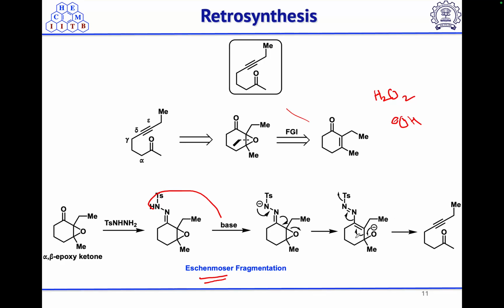So basically you will get this intermediate. Now this O minus will fall here to give this carbonyl, this C-C bond will break and give this triple bond, and this C-N bond will break and give nitrogen. This N triple bond N is nitrogen gas, which is released. This is the driving force of this reaction, and also you get this tosyl anion. Also you get the six member C-C bond cleavage, followed by the alpha beta gamma delta epsilon triple bond. So this is called Eschenmoser fragmentation.